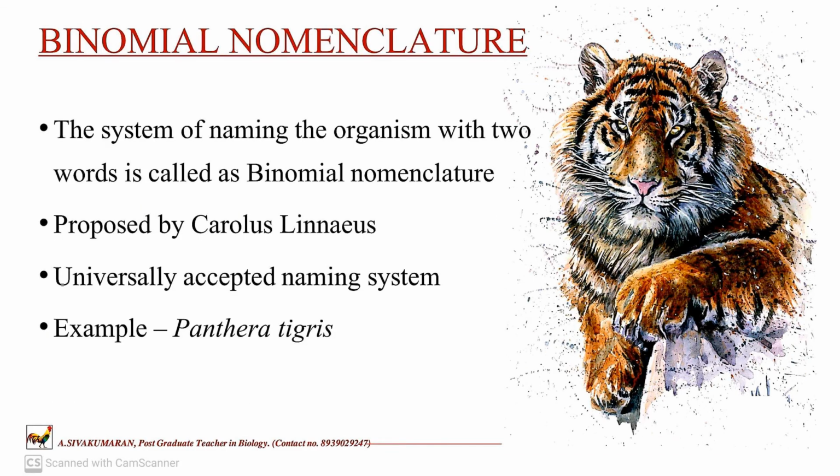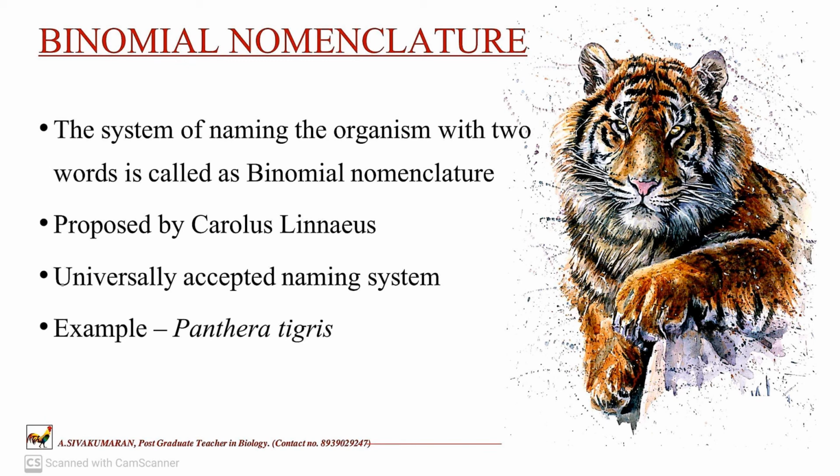Now let us study binomial nomenclature, which you have already studied in botany. Naming of an organism with two words is called binomial nomenclature. In the two words, the first word is the genus, the second word is the species, and this was proposed by Carolus Linnaeus, and it is a universally accepted naming system. We already studied the ICBN in botany. Here it is the ICZN, International Code of Zoological Nomenclature.